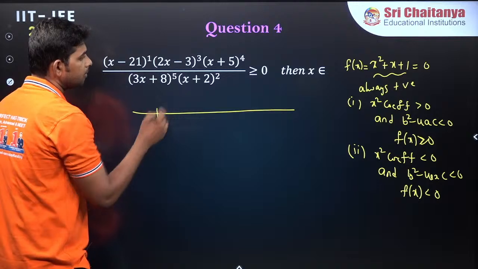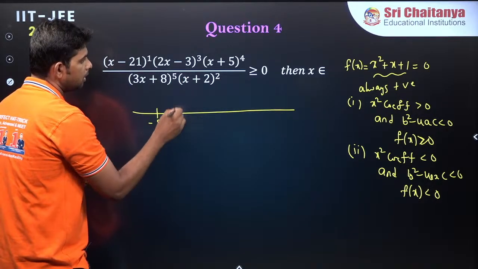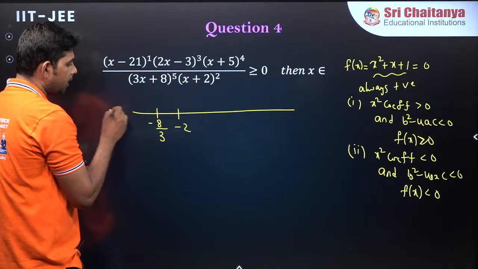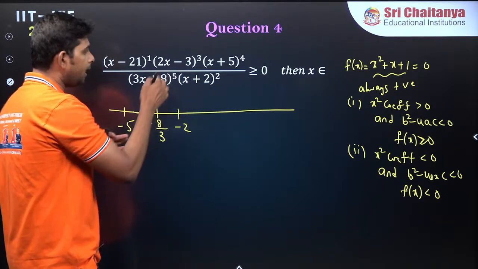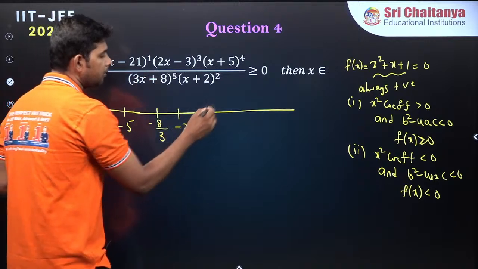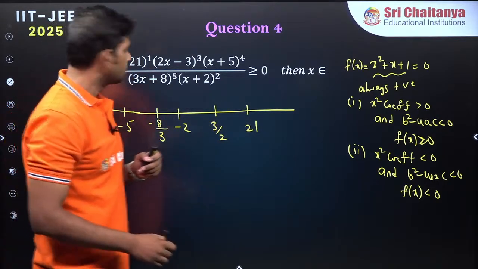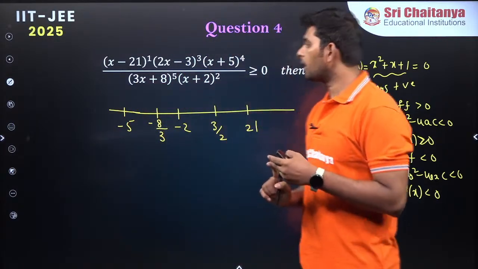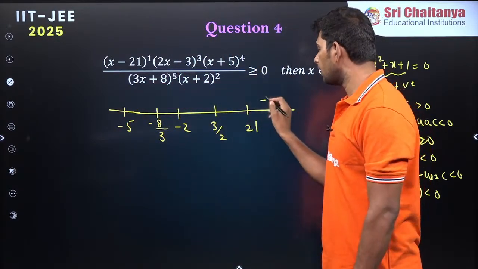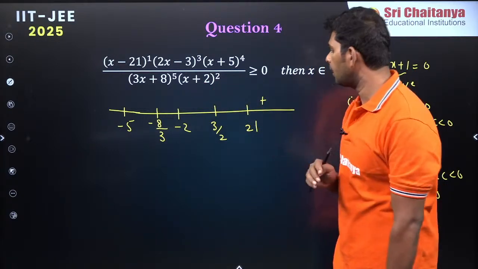I am taking the first root as minus 8 by 3, which is lesser than minus 2, and minus 2, and here we have minus 5 also. I am taking minus 5 from the numerator. After that we have 3 by 2 and 21. So I am going to take 3 by 2 here, and there is 21 here, right? As all the coefficients of x are positive, why don't we consider this one here positive? Yes. So more than 21, when you are taking, you are going to get definitely positive.